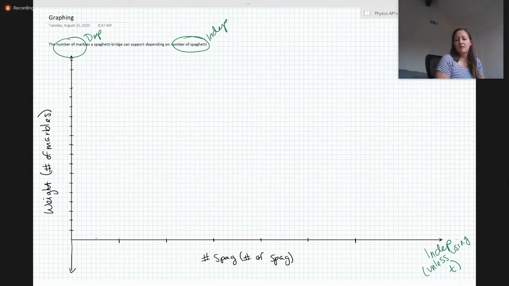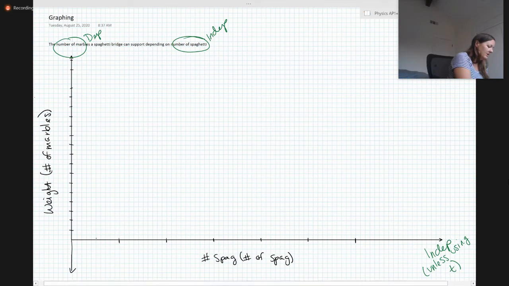Notice in my titling of the axes, I always put the title as well as the units. So over on our x-axis, we have weight, and then we also have these units with it as well. And the spaghetti one's redundant, but I still wrote both of them to make a point. Okay, next step is we are going to plot or scale our axes.